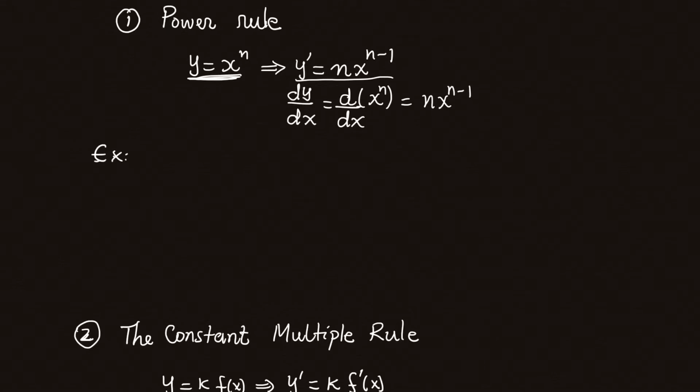Example. If you have, for example, x cubed, the derivative is going to be, n is 3. So you have n from here times x to the n minus 1. So I have 3 times x squared. So that's all.